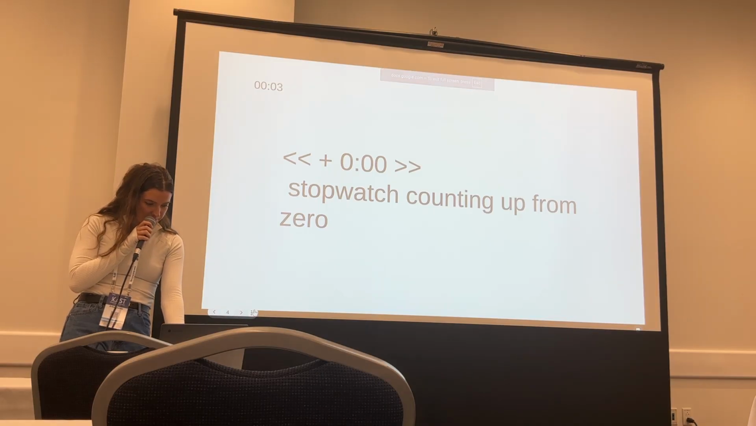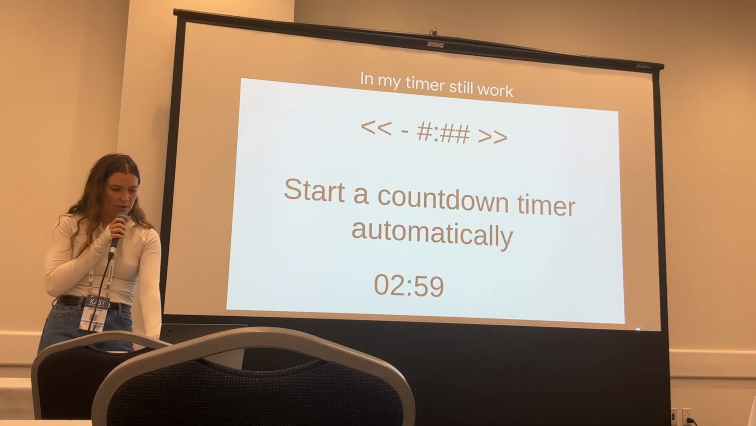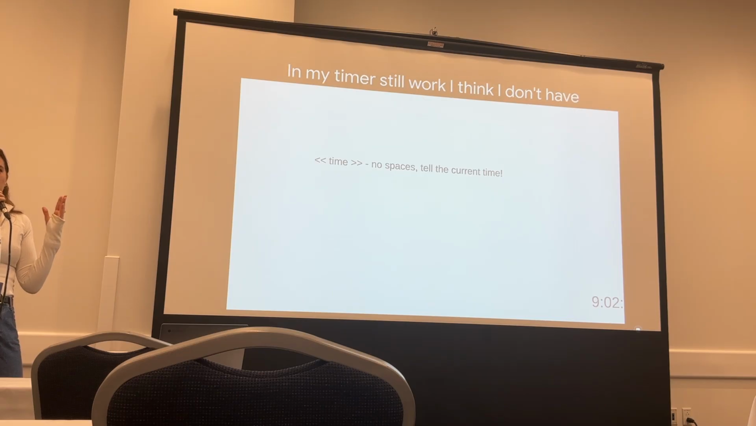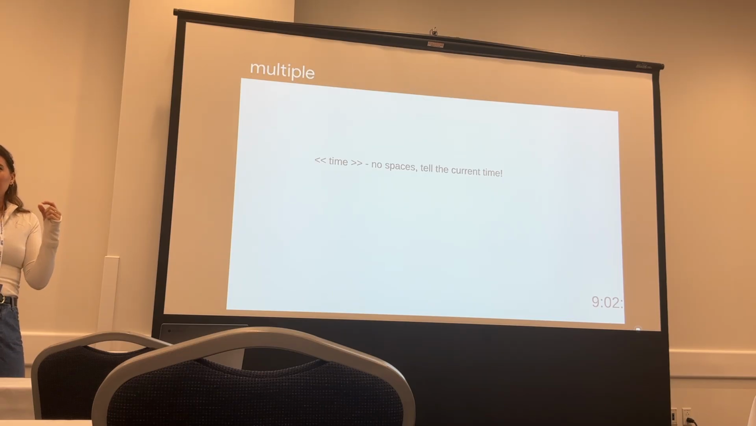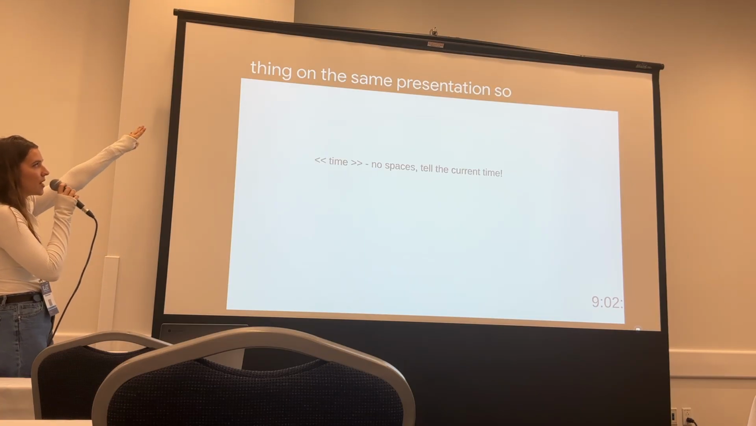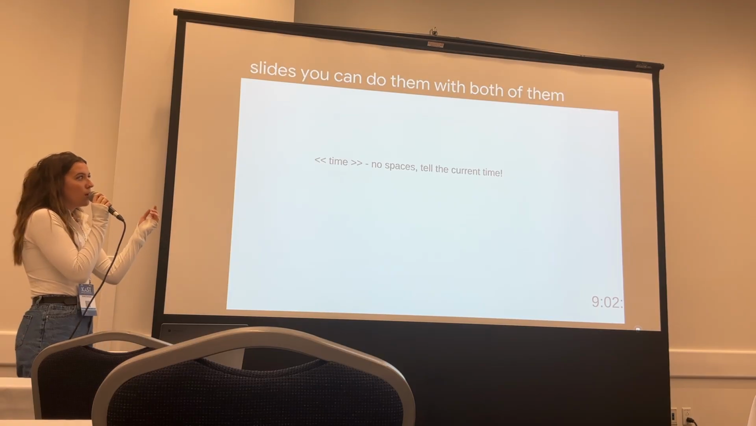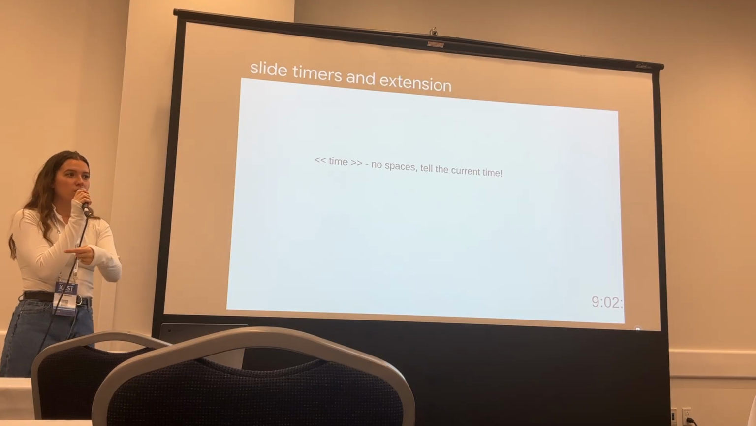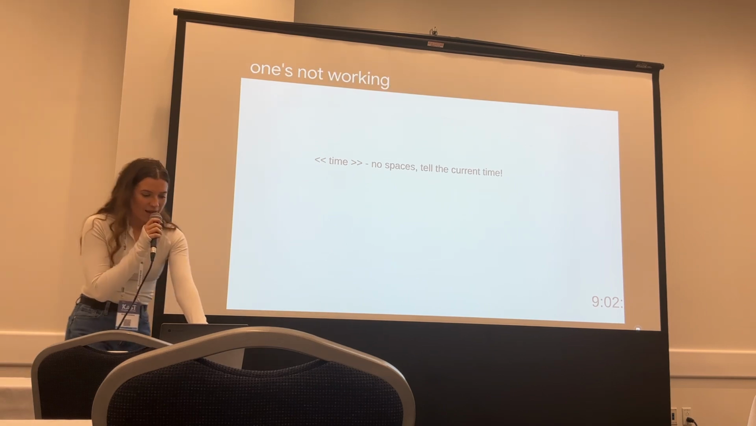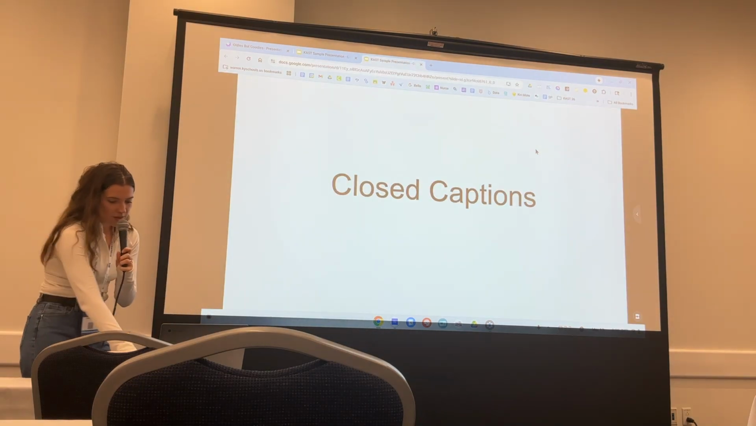Then I can have captions on and my timer still work. I don't have a perfect reason, but I feel like multiple extensions can't be doing the same thing on the same presentation. Because captions aren't an extension, they're within the slides, you can do them with both. But slides timer is an extension and remote for slides is an extension, so doing both at the same time, one's not working.